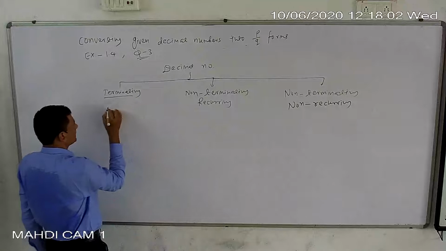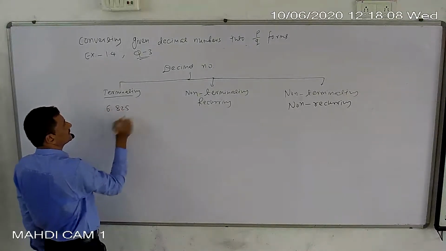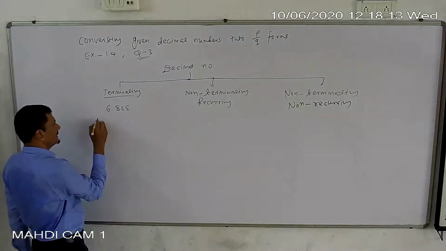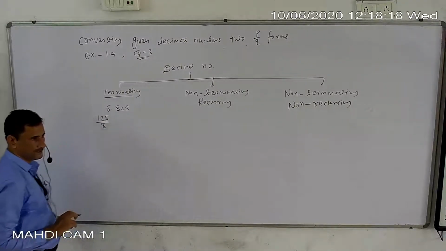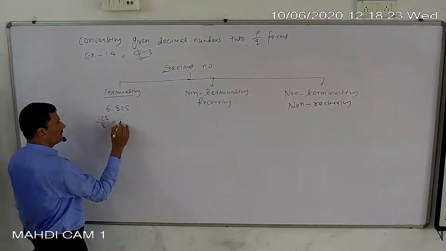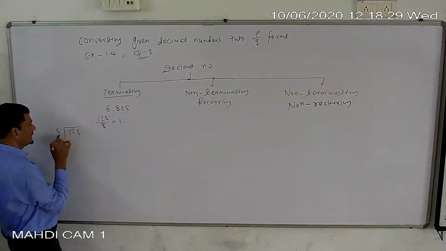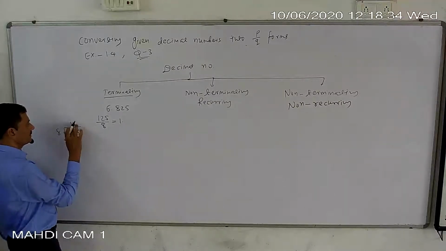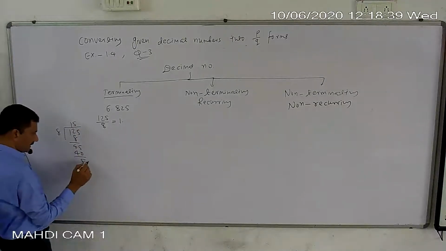So I am giving you an example. Suppose 6.825. This is terminating. If you divide a particular number by this one, then it will end at a particular number. In earlier lectures, we divided 125 by 8. 125 divided by 8. So 8 ones are 8. 4 left. 8 5s are 40. 5 left. Get extra 0 here.